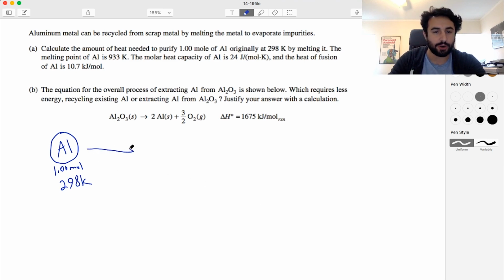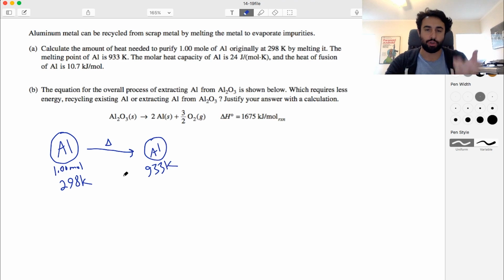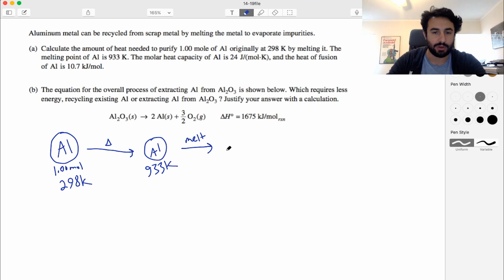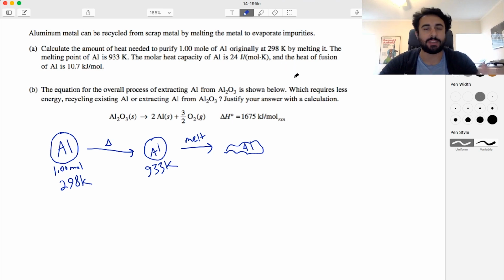So what are we going to do? First, we have to heat it up to 933 K, right? Because we have to get the metal to its melting point. And then we have to melt it, and then it'll be a liquid, right? So those are the two steps involved. We have to heat the solid aluminum up to its melting point, and then we have to melt it.